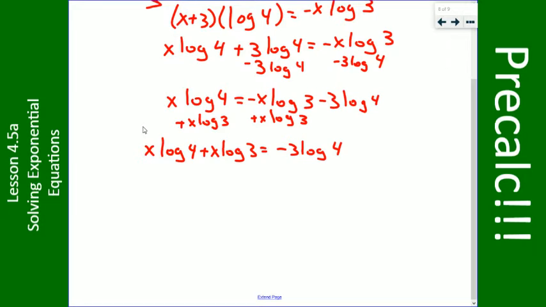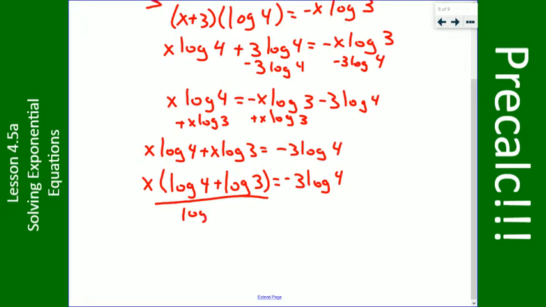So let's go ahead and factor out our x from this term, since both of these have it. x times (log base 10 of 4 plus log base 10 of 3) equals negative 3 log base 10 of 4. A couple different things you can do here. You can just divide both sides by log base 10 of 4 plus log base 10 of 3.